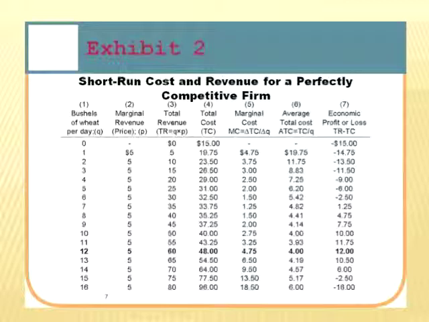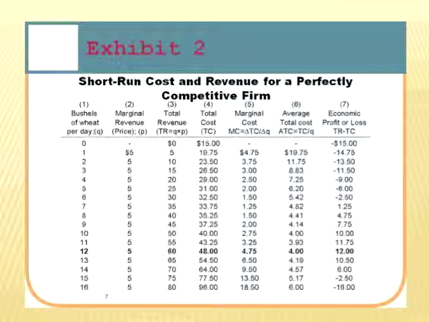You can also calculate the average total cost, and the column that we're really interested in is the column over there marked 7. You see that producing 0 bushels of wheat, we lose $15 per day. Producing 1 bushel of wheat, we lose $14.75 per day. Note that those numbers go down, and then they begin to turn positive. And finally, the one that's in the dark print there is $12.